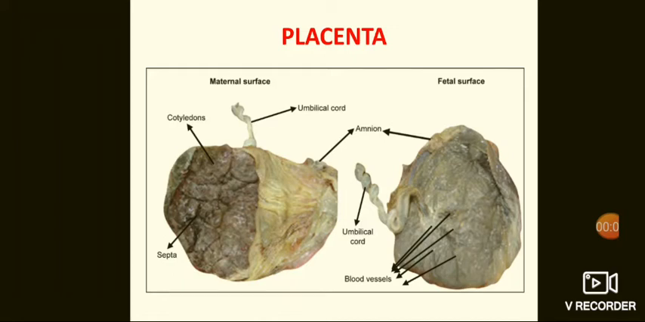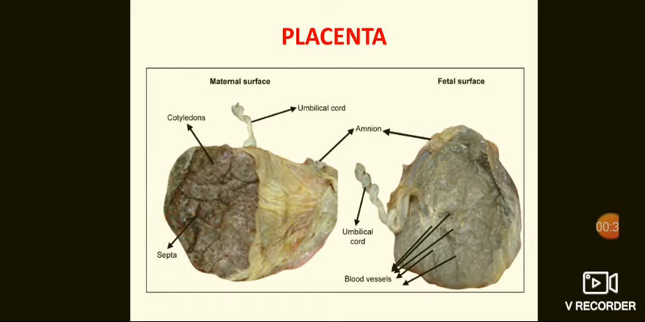This lecture is about the histology of placenta. Placenta is a feto-maternal organ which regulates the exchange of different substances between the maternal and fetal blood during pregnancy. One side of the placenta is attached to the uterine wall, that is known as the maternal surface. This surface is rough and has 15 to 20 cotyledons which are separated by the septa.